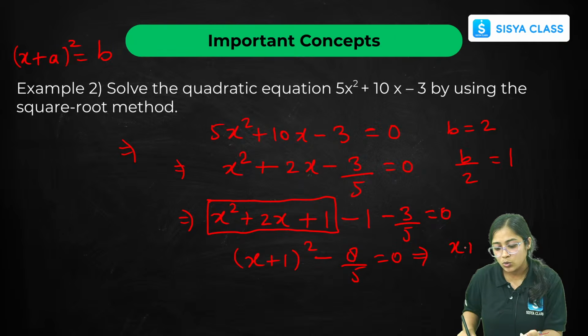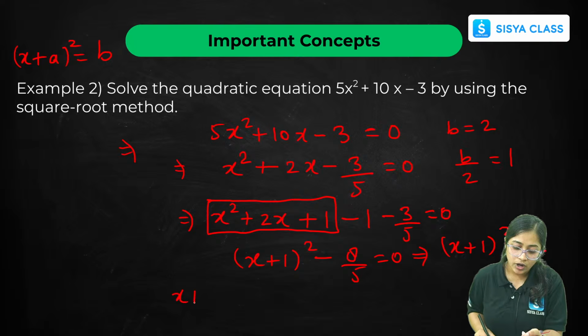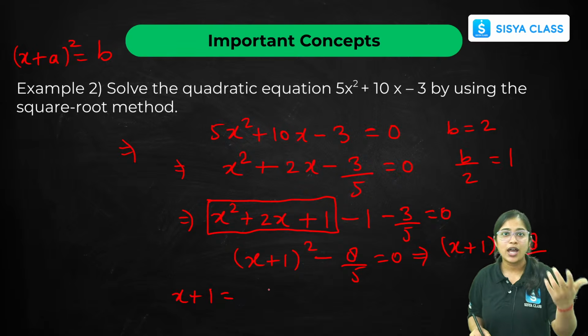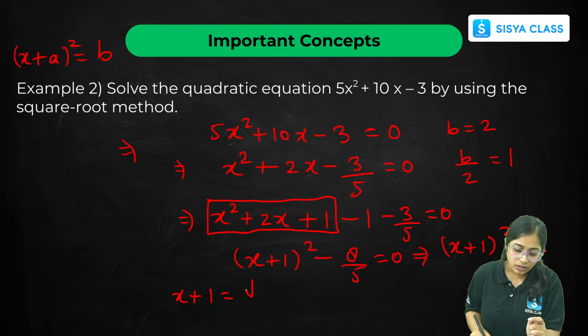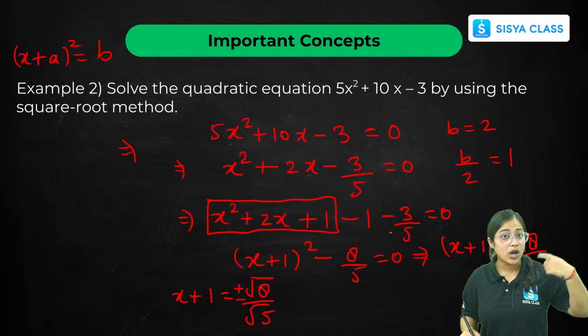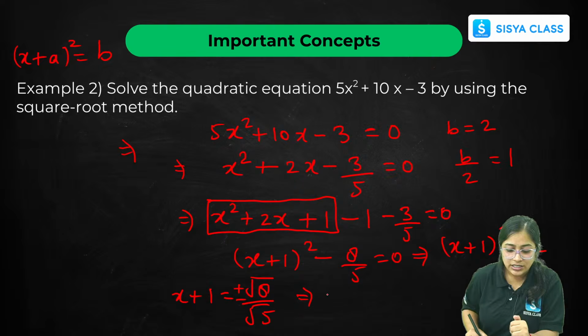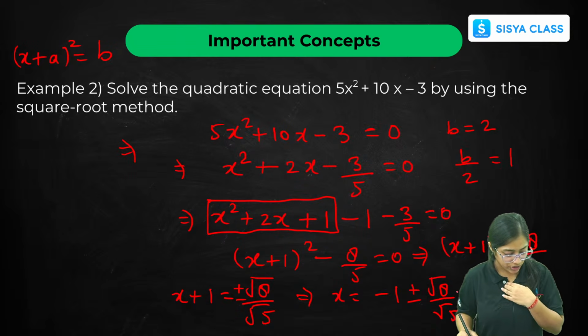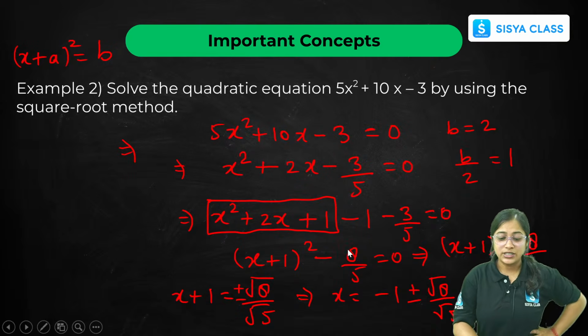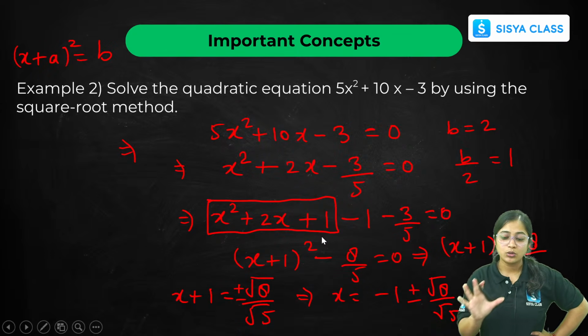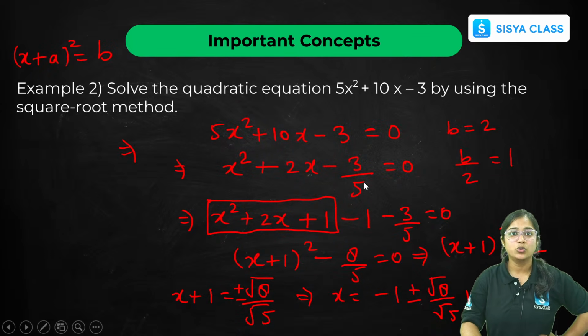So you have x plus 1 whole square equal to 8 upon 5, and from here x plus 1 equal to, you will take the square root now. So it is 8 upon 5 and you will get root 8 upon root 5 and plus minus, whenever you take the square root, it comes with both the plus and minus signs. Okay. So here x equal to minus 1 plus minus under root 8 upon under root 5. So this is the root of this equation. Okay. So I hope this is clear to everyone how you will calculate the roots of your polynomial using the square root method.